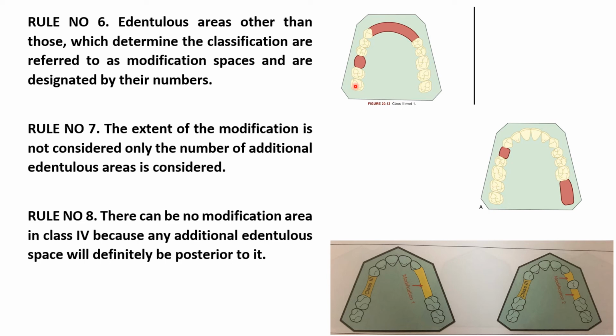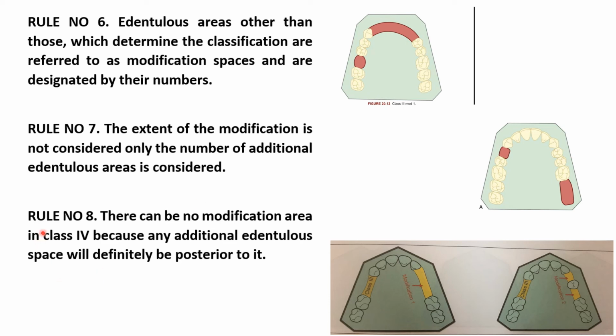You're not determining the extent of the modification. You're not considering how many teeth are absent in those modifications. For example, over here all the anteriors are missing, so you won't say the modification can be 6. No, you're just stating the area but not how many teeth are missing. How many teeth are missing is not the issue over here. How many edentulous areas are present is rule number 7. So only the extent of the modification is not considered. Only the number of additional edentulous areas is considered.